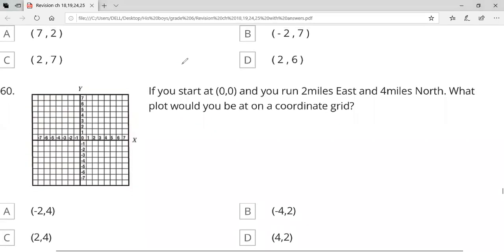Next question. Here is east, west, north, south, and (0, 0). Here is 2 miles east, and 2 is in the positive direction. If here is 2, I move 2, 1, 2. And 4 miles north, I move up 1, 2, 3, 4. I leave it like this. Okay, here is what I mean in this problem.